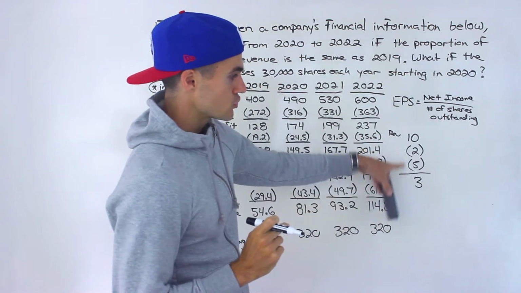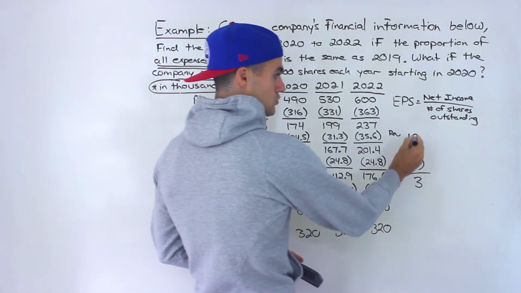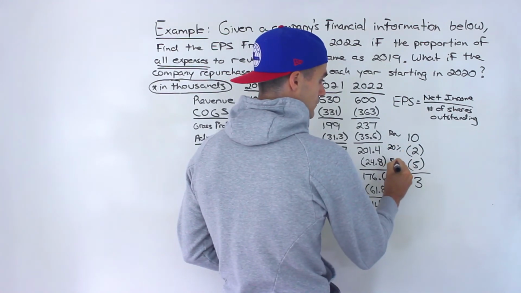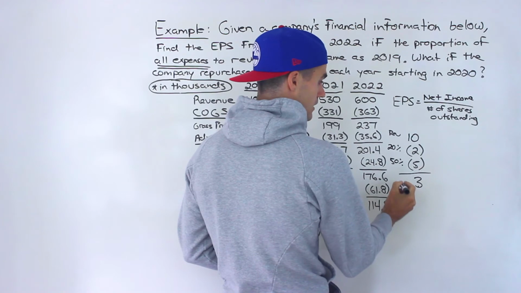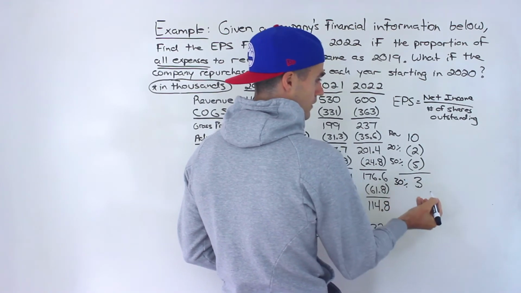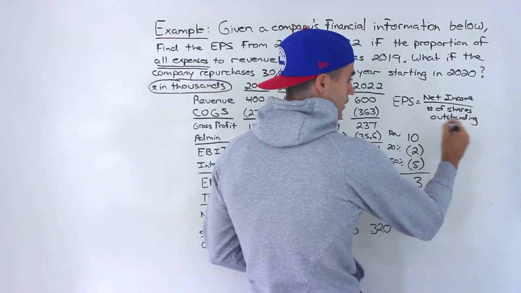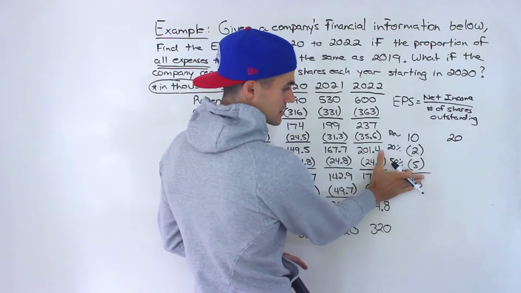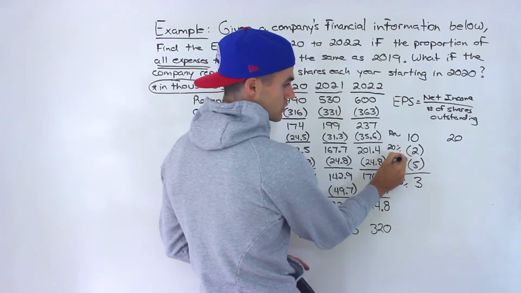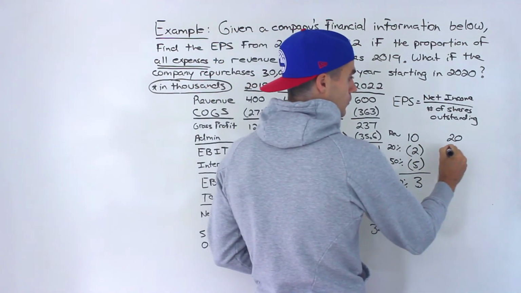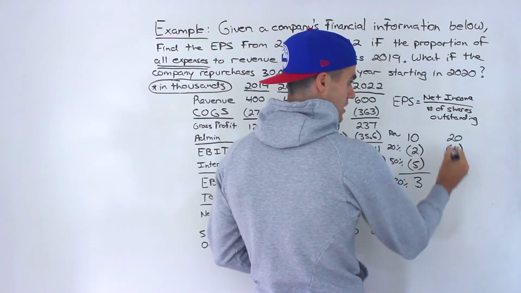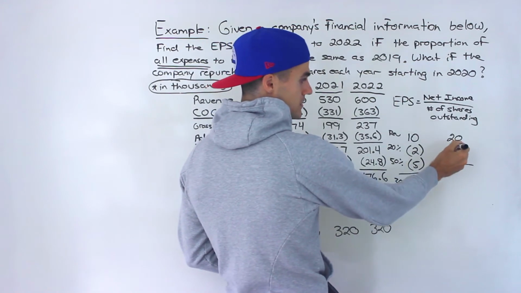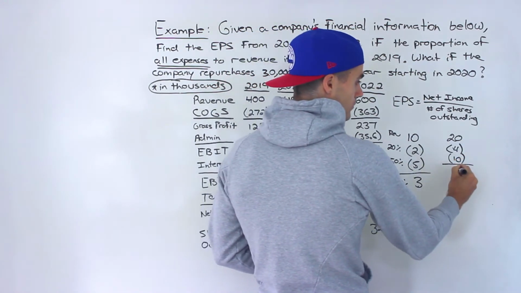Now, if we proportion them out, notice 2 divided by 10 gives us 20%. 5 divided by 10 gives us 50%. And then 3 divided by 10 gives us 30%. Now, let's say in a future year, the revenue is 20. And if we keep these same percentages, let's actually just forget about net income. Let's just look at the expenses. 20% of 20 would be 4. 50% of 20 would be 10. And then when we subtract these, 20 minus 4 minus 10, we would end up getting 6.